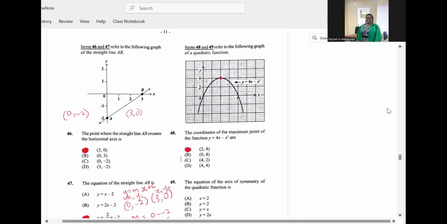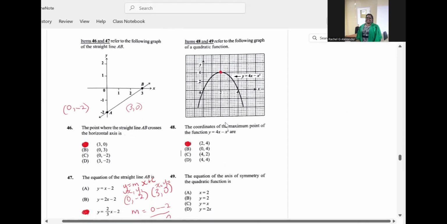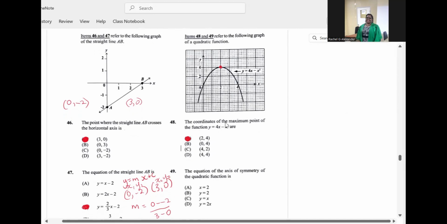49, the equation of the axis of symmetry, right? So if your maximum point is 2, 4, then your axis of symmetry will go straight through your maximum point, and this line is the line x is equal to 2, because it passes through 2 on the x-axis.